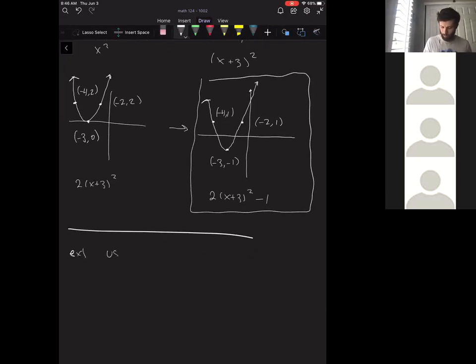So let's use transformations to graph f of x is equal to minus square root x minus 1 plus 2.